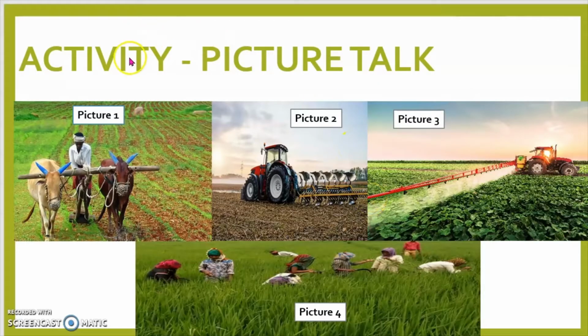First we will do an activity called picture talk. You observe there are 4 pictures here. 1, 2, 3, 4. Right? What do you see in these pictures, children? Can you tell me what you see in these pictures? I want you to write it down in the comments. And what are the people doing over here in these pictures? I want you to describe them. Alright? Let's go ahead.